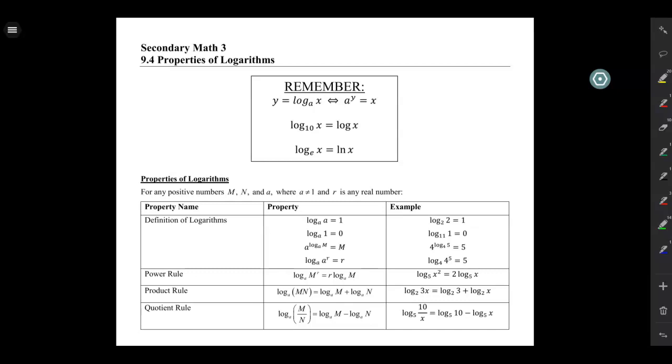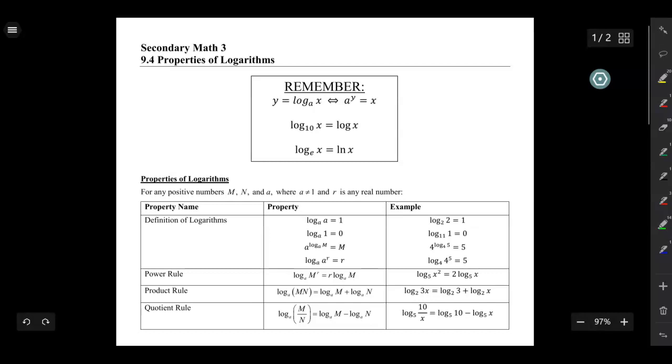So remember that a logarithm is another way to write an exponential equation. So if you have y equals log base a of x, that's the same as a to the y power is equal to x. Also a reminder that we have two special types of logarithms.